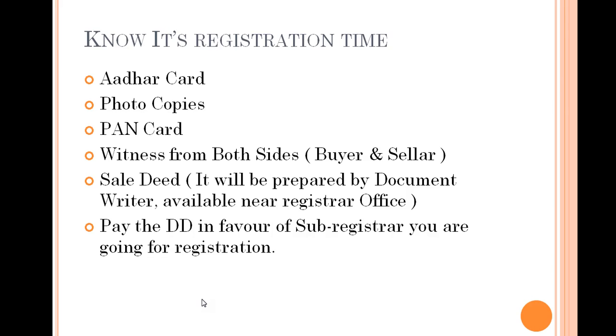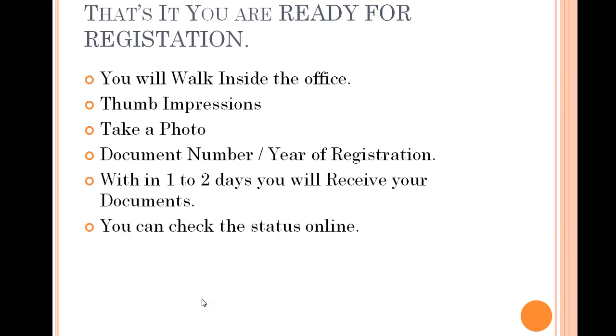You need to ask the officer in whose favor you need to pay the amount. The register office will give the particular registration amount, or you can ask the document writer. He'll tell you the present rates for that particular land or area. Then you make the payment, and that's it, you're ready for registration.